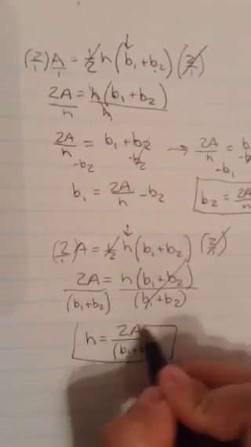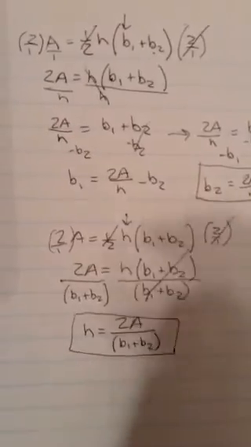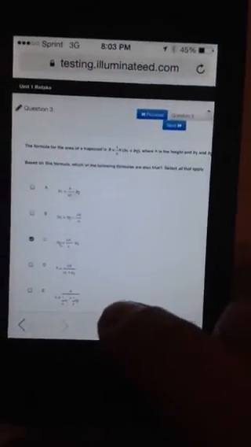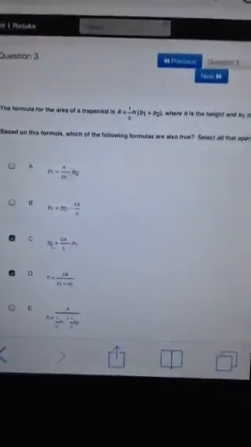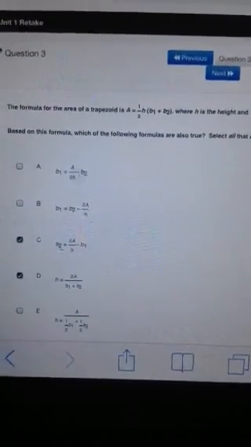So let's see if that's any of my answer choices. Okay. Yep. D. So our answer for this problem was C and D.